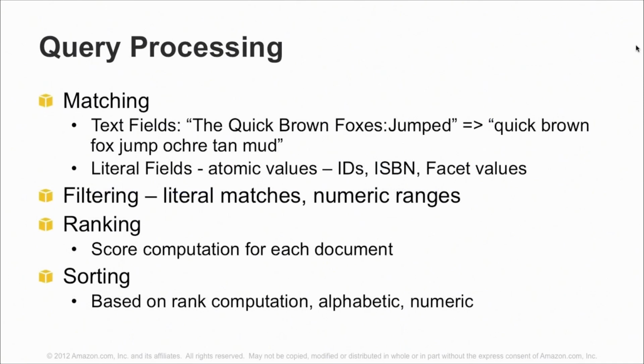We mentioned ranking as a score computation for each document, and again, sorting can be based either on the rank computation, alphabetic or numeric sorting. We're going to move into now a number of examples of search result tuning.